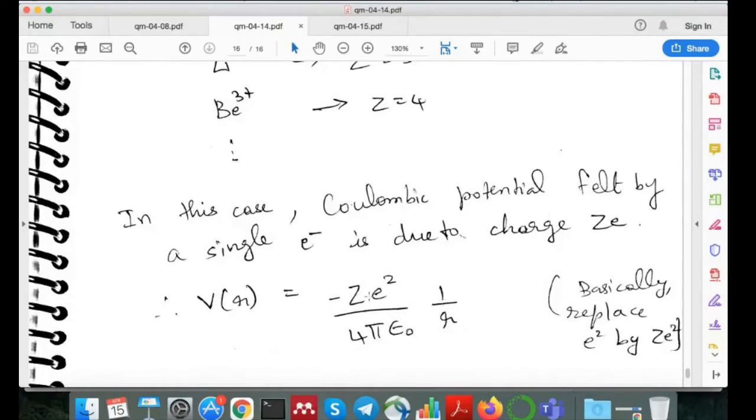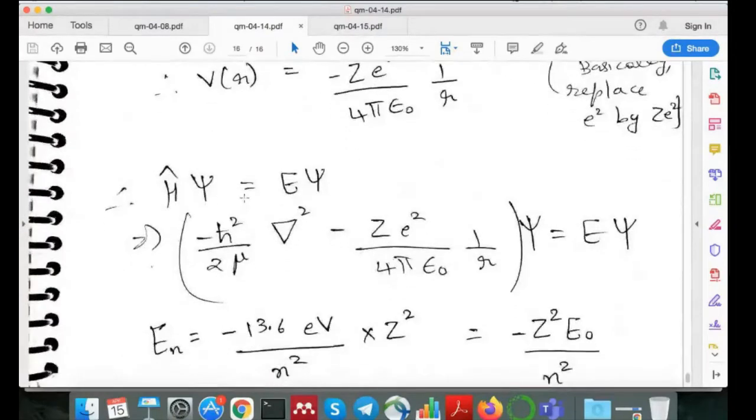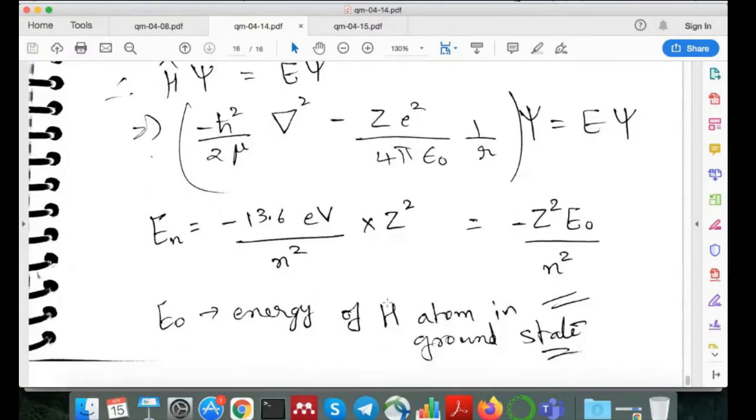So this extra factor of Z is the only additional change you have because of the different atomic numbers. And then you solve for energy and wave function values in the same way using the Schrodinger equation, and you will see that energy turns out to be minus Z square E naught by n square. E naught is obviously minus 13.6 electron volt, so this turns out to be minus Z square E naught by n square. Okay, so this is where we stopped yesterday. So now I'll move on to the next part.